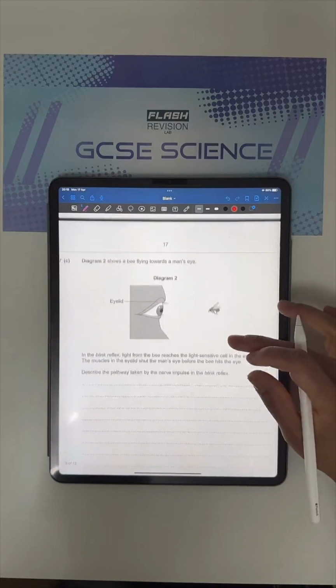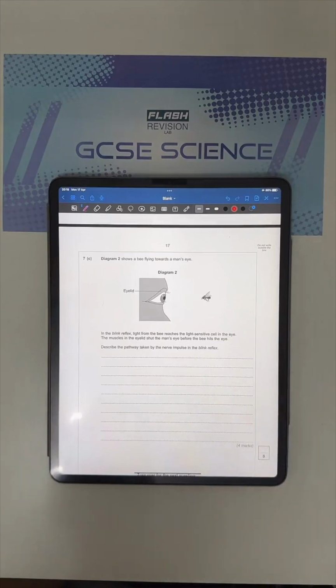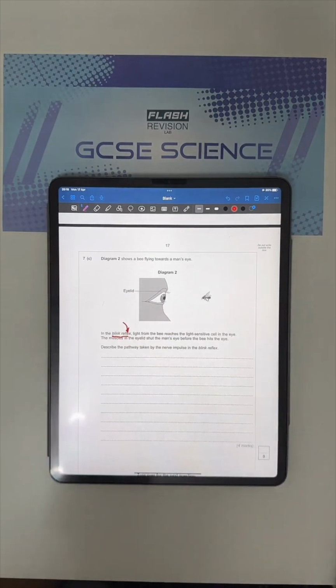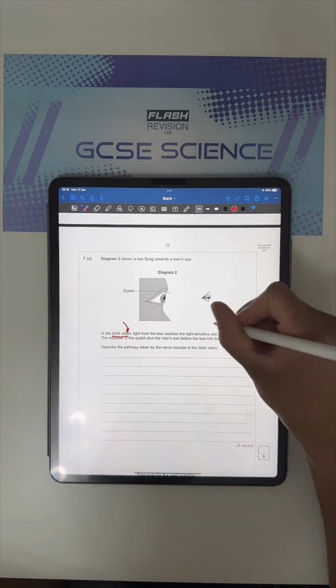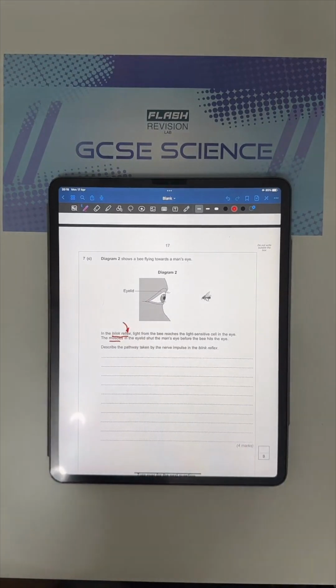Let's move on. Okay, 4-marker question. Might look scary when you see all of these lines, people get scared. So, diagram 2 shows a bee flying towards a man's eye in the blink reflex. So note the word reflex, it's talking about a reflex response, not a voluntary response. Light from the bee reaches the light sensitive cell in the eye. So that's going to be the receptor part. The muscles in the eyelid shut the man's eyes before the bee hits the eyes.